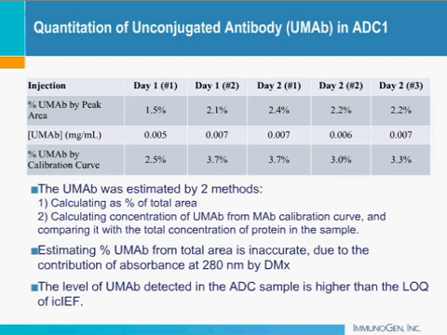And as a result, you see by the first approach, the percent UMAB calculated were all slightly less, as in the top line in the table. And when we used the calibration curve, we found out from orthogonal methods as well that these numbers were more accurate and more consistent with what the UMAB levels in the conjugate. And also the level of the unconjugated antibody in ADC samples was higher than the LOQ, so you could rely on the method for accurate estimations of the UMAB levels.